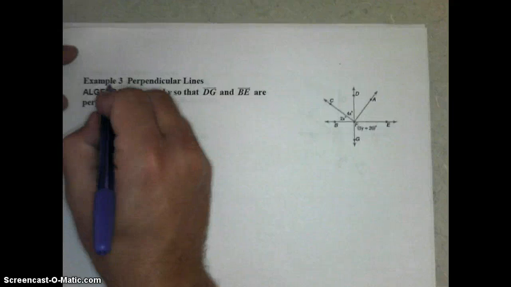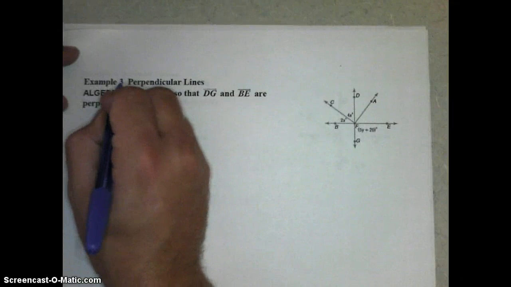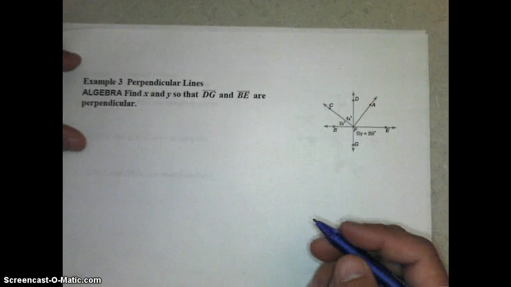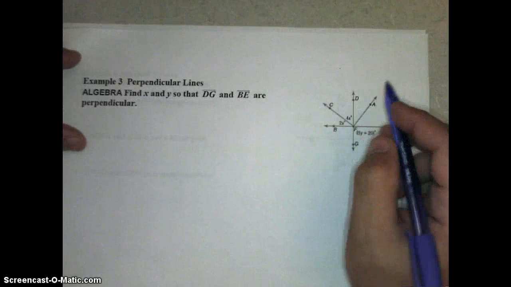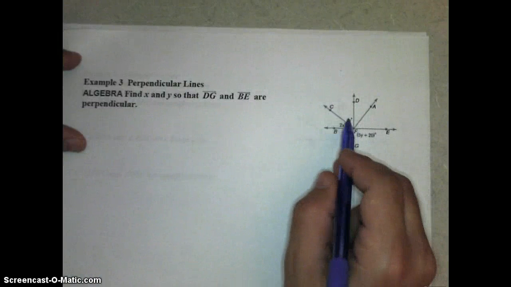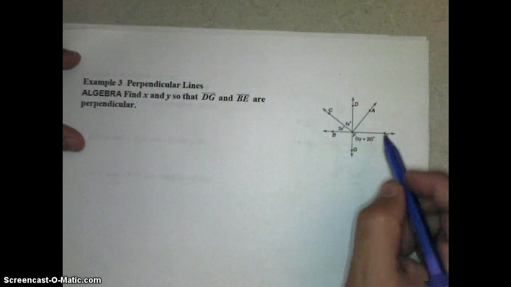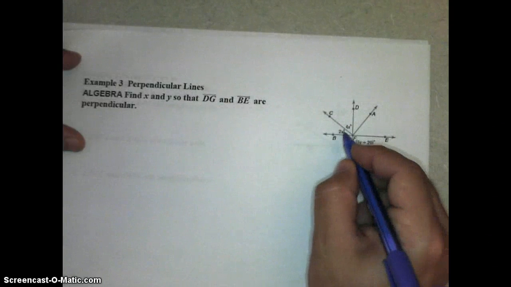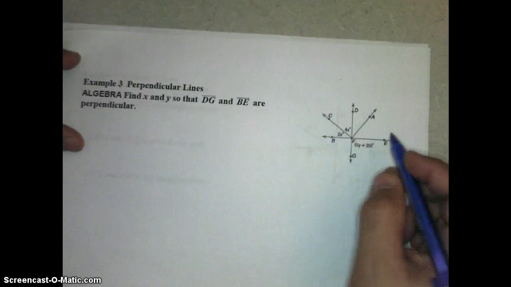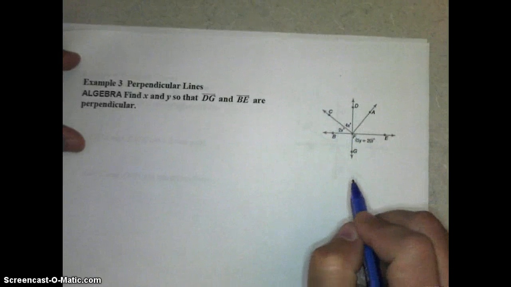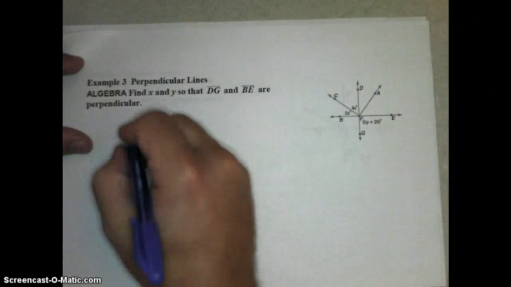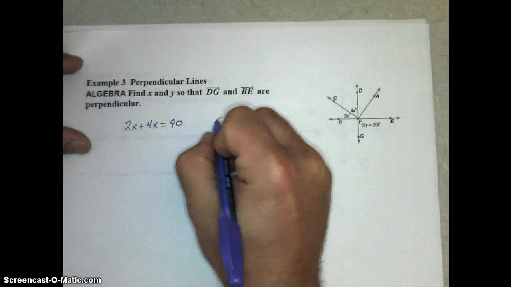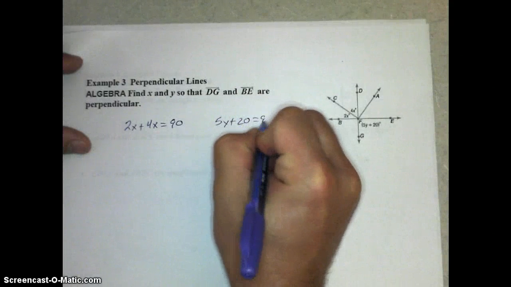All right, next, notice we're jumping to example 3. That's a typo, don't worry about that. We are going to talk about perpendicular lines. Perpendicular lines always intersect such that you get right angles. So we want to find x and y so that DG and BE are perpendicular. That means I want 2x and 4x to total 90 degrees, and I want 5y plus 20 to be 90 degrees. So all we have to do is set up these two equations.